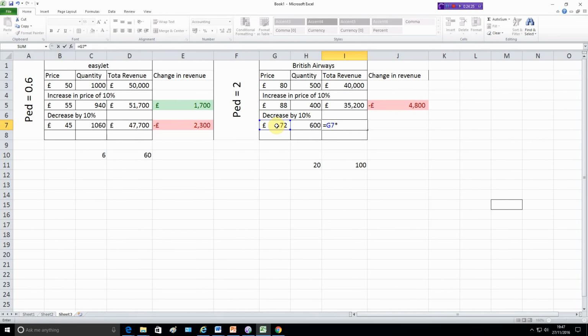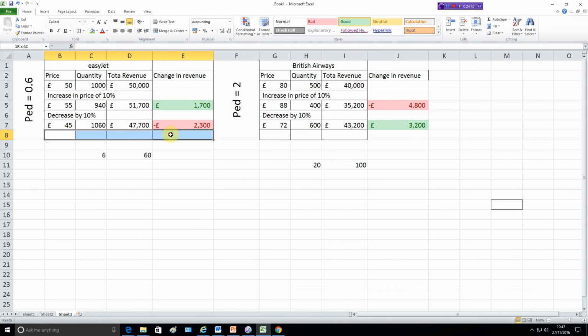72 times 600, 43,200. So let us see if they have gained or if they have lost. They're actually in surplus of 3,200 pounds. Yeah. So what does that mean?